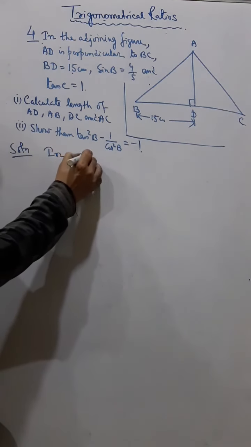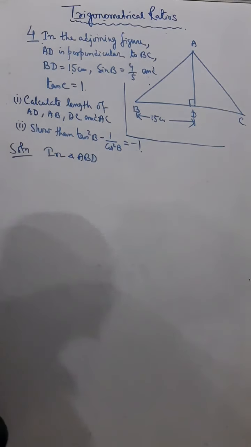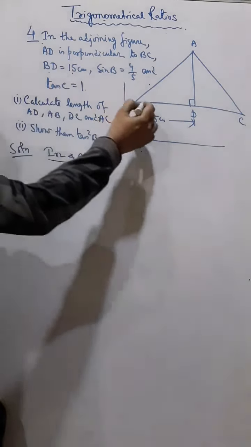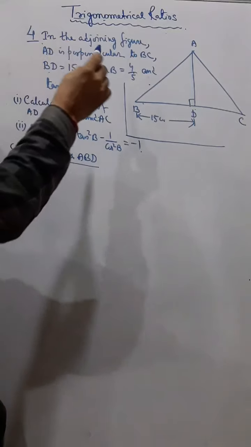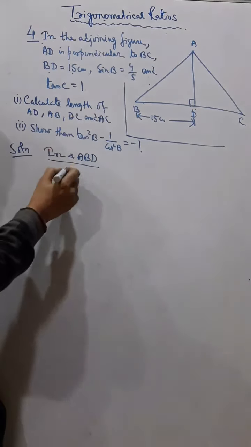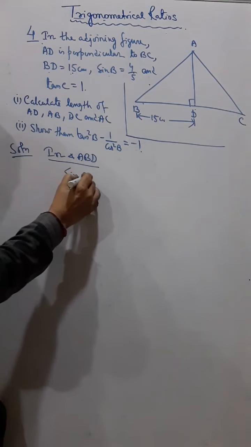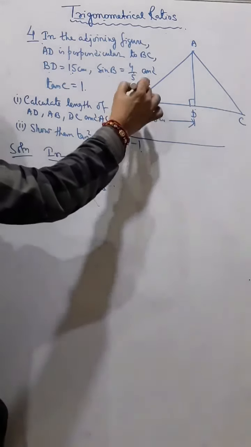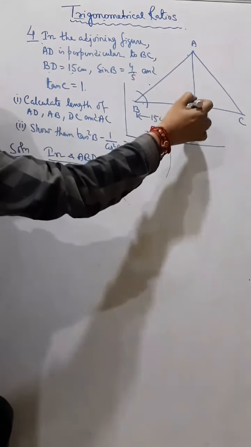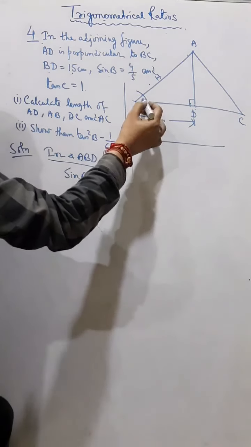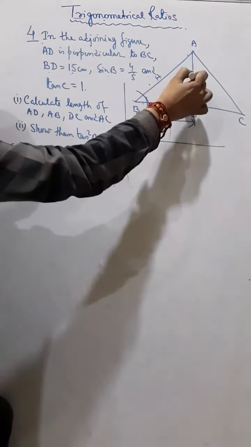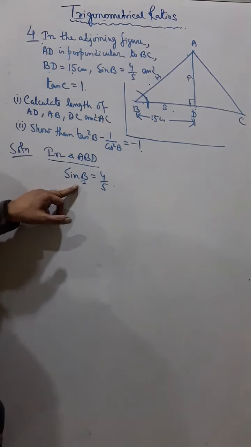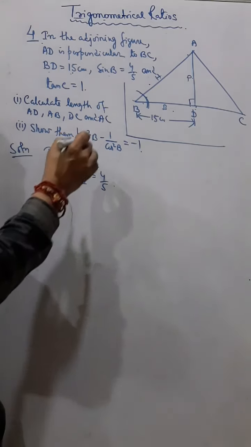So you see, first, in triangle ABD, what is given? BD is 15, and they have given sine B as 4 by 5. Now sine B, B means this angle. In this triangle this is 90, this is hypotenuse, opposite to angle B is perpendicular, and this is base. And you know sine B means perpendicular by hypotenuse.